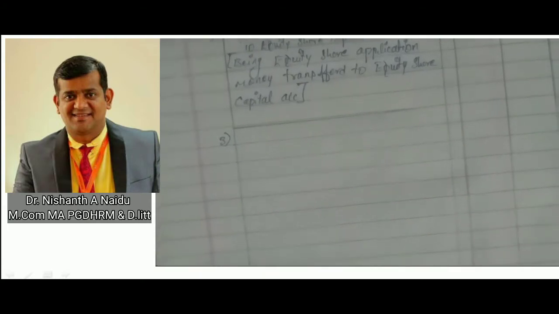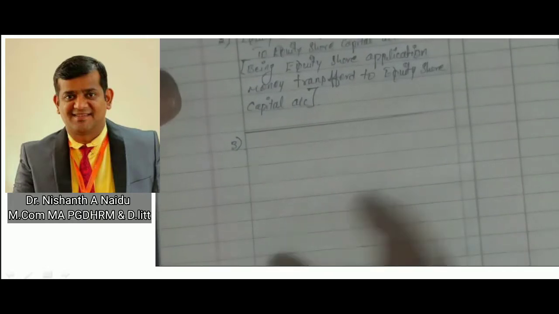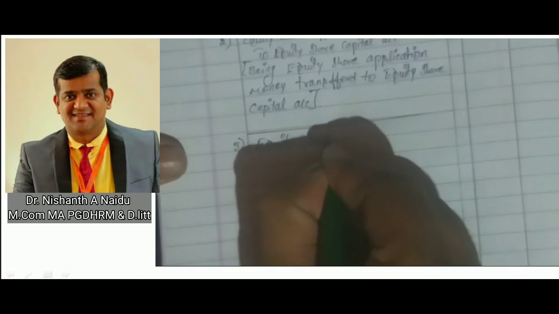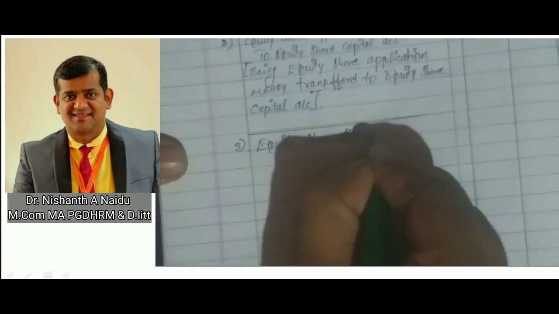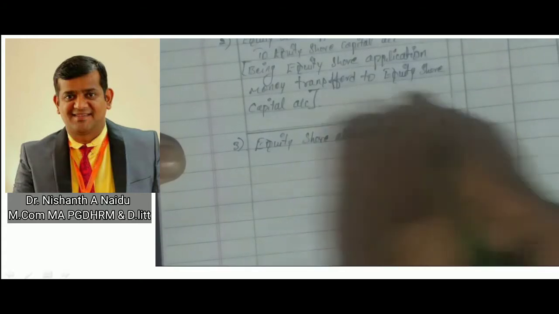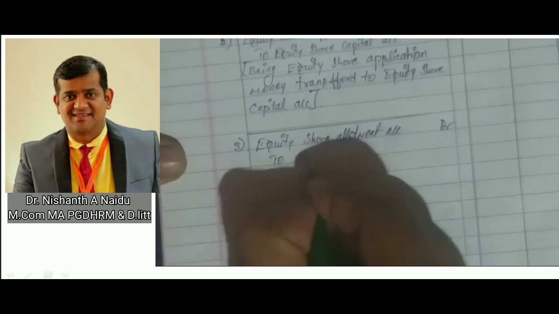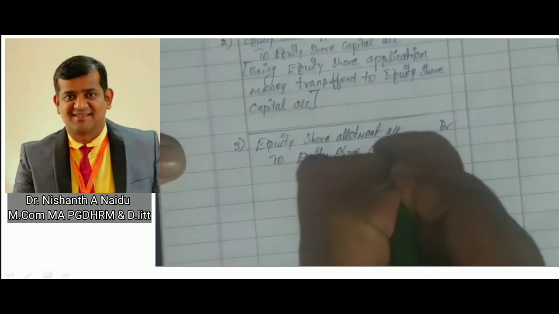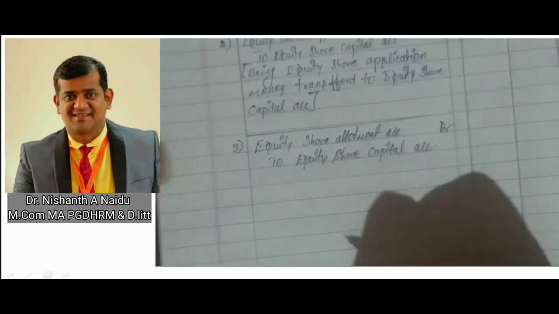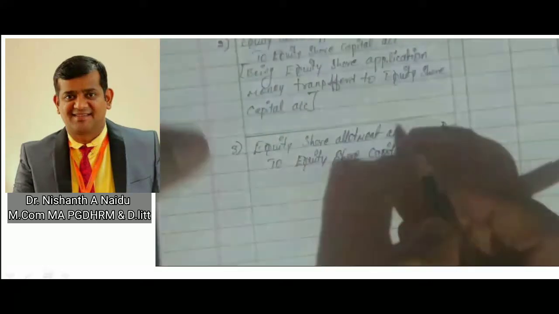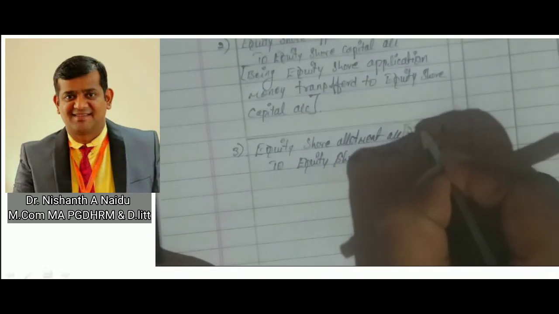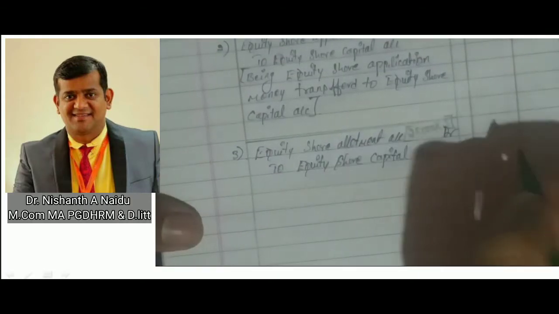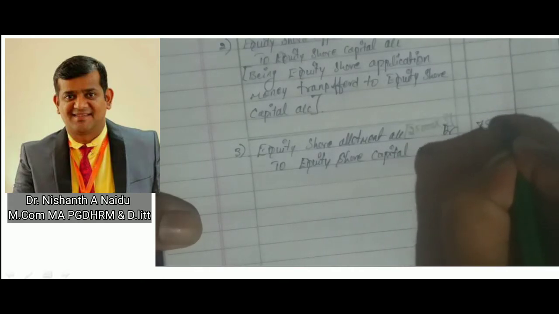It is a due entry. So what is the entry now? Equity share allotment account debtor to. For which purpose am I collecting this money? Equity share capital account. Now open the bracket and write how many shares? 25,000. What is the allotment money? Rupees 3. So 25,000 into 3 comes to 75,000.